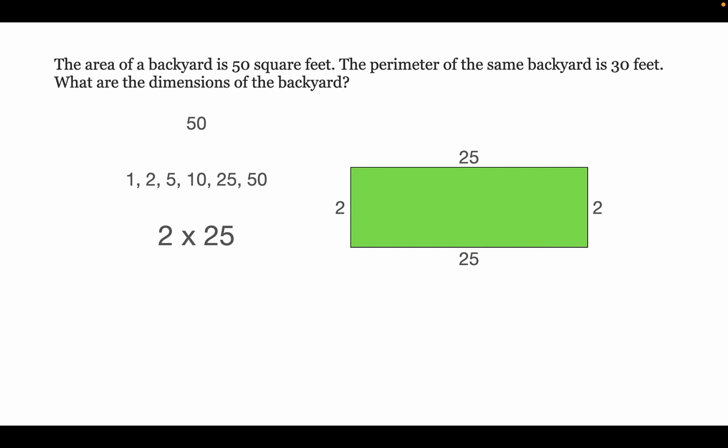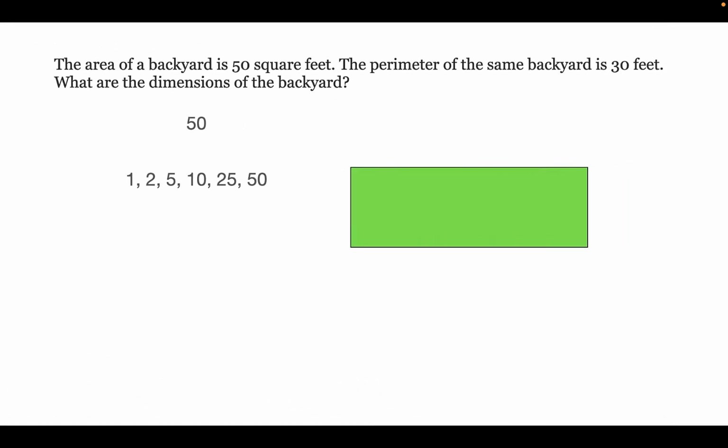Now, when we multiply 2 times 25, we know we'll get 50 because we already factored it. Now we need to see if when we add these sides up, because perimeter is adding up all four sides of this rectangle, we will get 30. So we should be able to add 2 plus 2 plus 25 plus 25 and get 30. But we don't. That adds up to 54 feet. So this is not the factor pair that will solve this problem. The dimensions are not 2 by 25 feet.